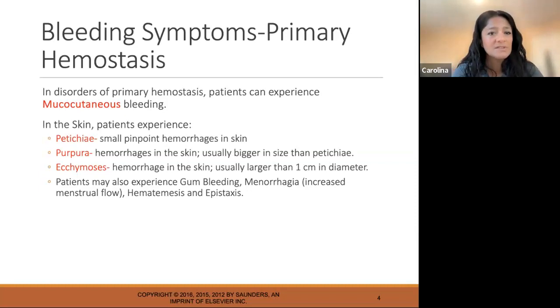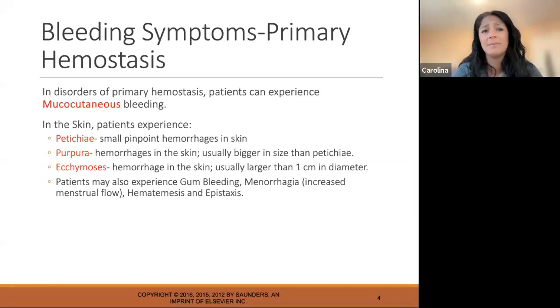Purpura are hemorrhages into the skin. They're usually a little bit larger in size, larger than petechiae. And ecchymosis are much larger hemorrhages into the skin. So it could be larger than 1 centimeter in diameter.